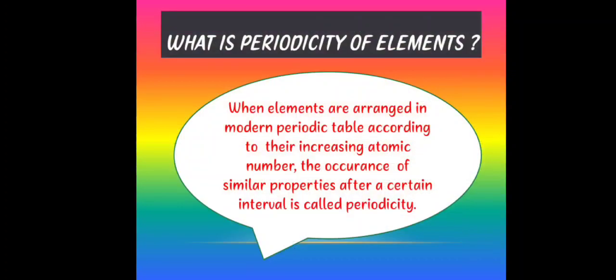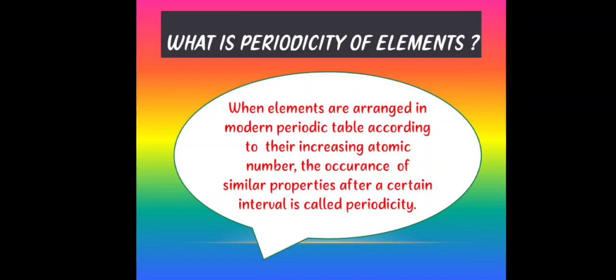Now we will know what the periodicity of elements is. In the periodic table, similar properties of elements occur after a certain interval. This occurrence of similar properties is called periodicity. Due to periodicity, we can easily understand the properties of elements.